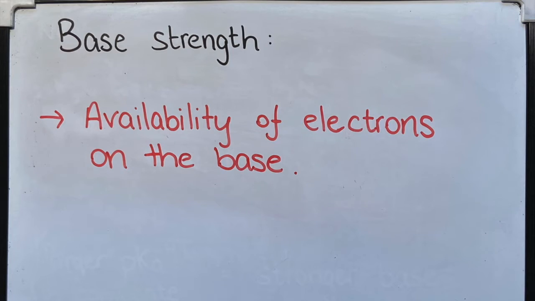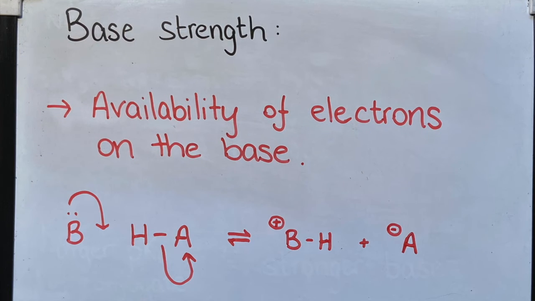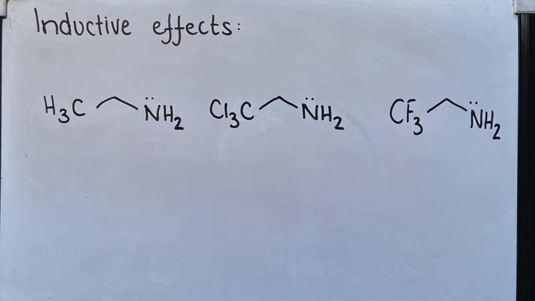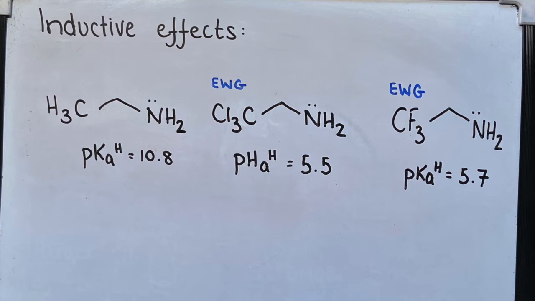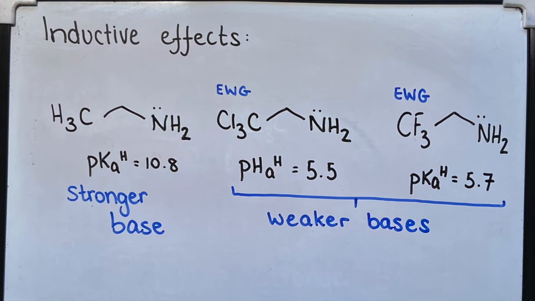The key thing to consider is the availability of electrons on the base. These electrons must be readily available to accept a proton. Firstly, let's consider the effects of electron withdrawing groups in this series of bases. As you can see, lower pKa-H values are recorded for bases with electron withdrawing groups. This is because electron withdrawing groups will decrease the availability of the lone pair on the nitrogen, so the base is less strong.